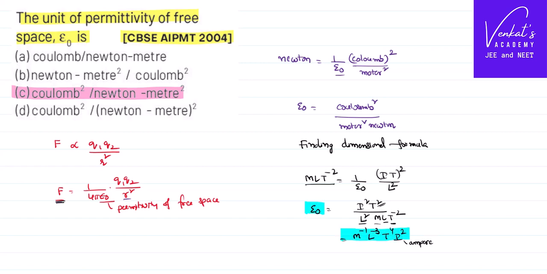So epsilon naught is the permittivity of free space, which measures the electric conducting nature of the free space, right? Anyway, I want to tell you that 1 by 4 pi epsilon naught altogether has a value of 9 into 10 power 9 in the SI system, right? Just for information. That's it for this video.